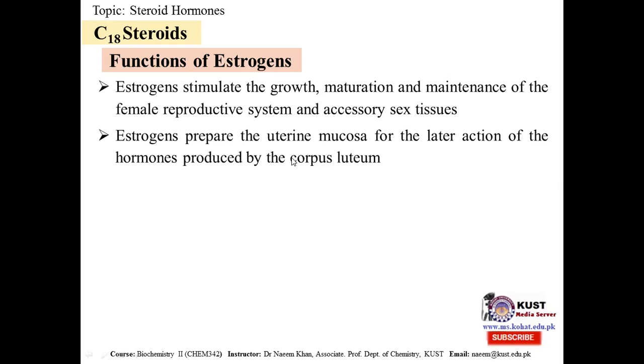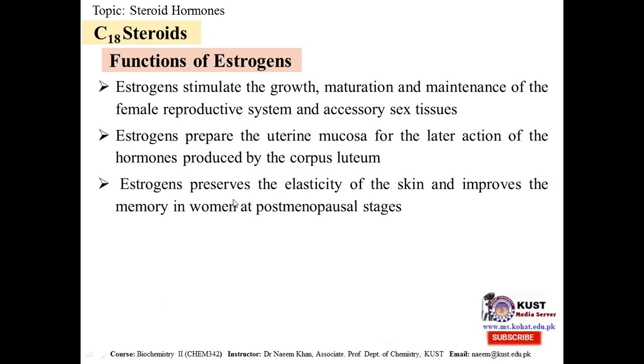Estrogens prepare the uterine mucosa for the later action of the hormone produced by the corpus luteum. Actually, the corpus luteum hormones perform a special function, but estrogen has to prepare the mucosa for the later action of the hormone. Estrogen preserves the elasticity of the skin and improves memory in women at the post-menopausal stage.